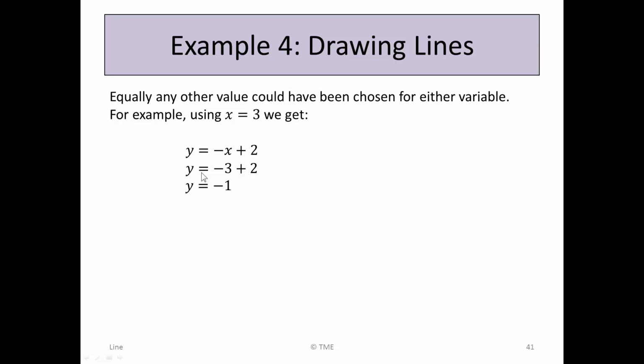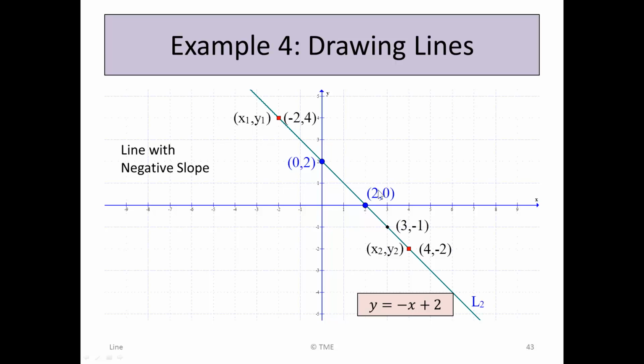If x is 3, y is equal to not minus x, but minus 3 plus 2. Minus 3 plus 2 is minus 1. So when x is 3, y is minus 1. So 3, minus 1 must also be on the line. Now we don't need 3 points to draw a line, all we need is 2, but any two points regardless will do it for us.